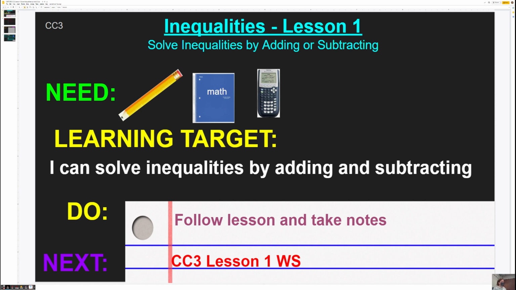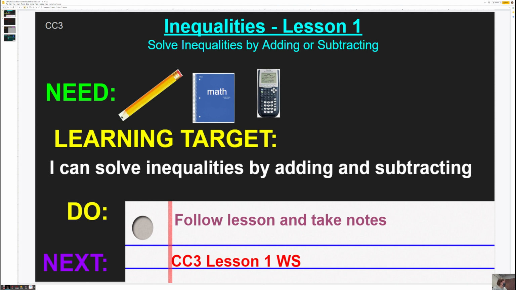I do think a lot of this is actually going to be review for you. The only difference with what we're going to do today is instead of having an equal sign in the equation, we're going to have an inequality symbol. And I'm going to talk to you about those inequality symbols. So again, today we're going to talk about solving inequalities just by adding and subtracting. Okay, and then I'm going to ask that you follow today's lesson, take notes, and then you're going to have some homework to do, a worksheet to do.